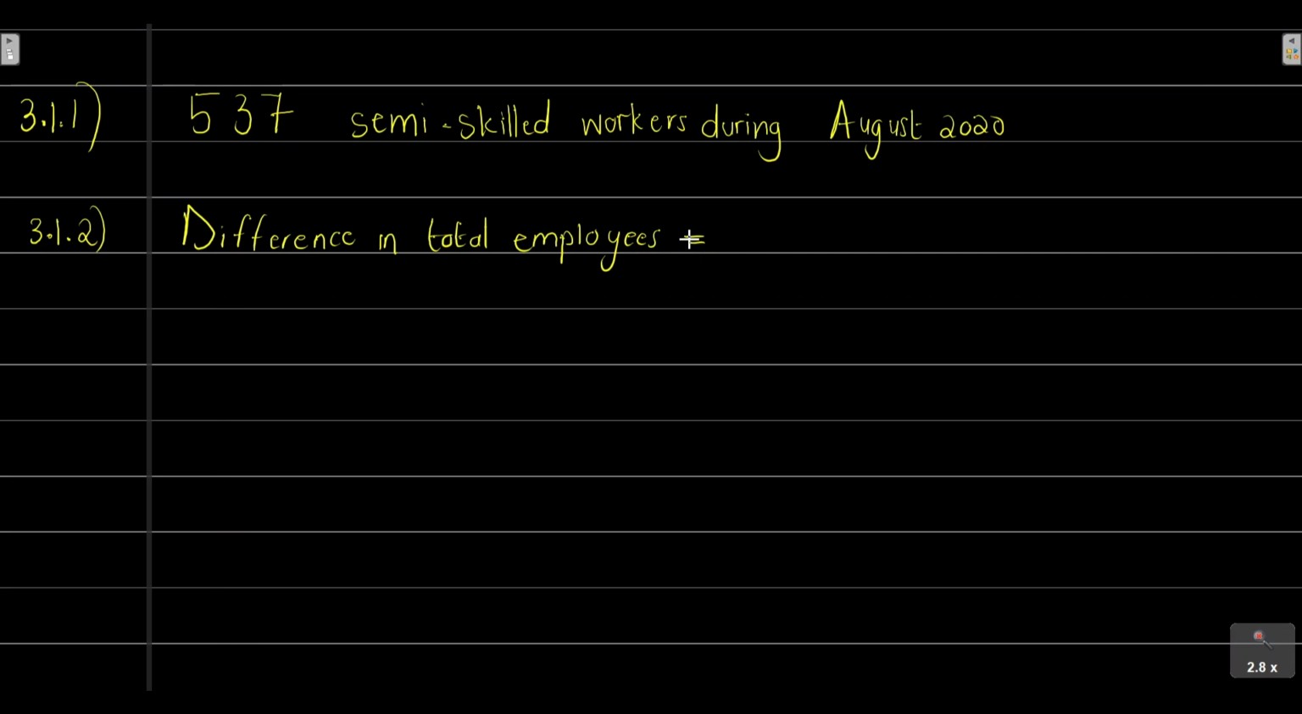Okay, so we're obviously going to start off with the most recent year. We're going to start off with the August 2020 total number of employees minus the August 2019 total number of employees, from 2019 to 2020. So we're going to start with the recent year minus the previous year. Okay, so let's have a look.